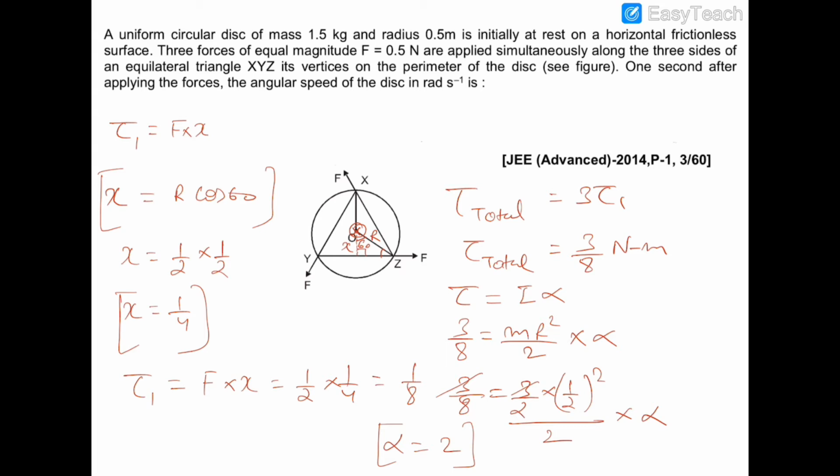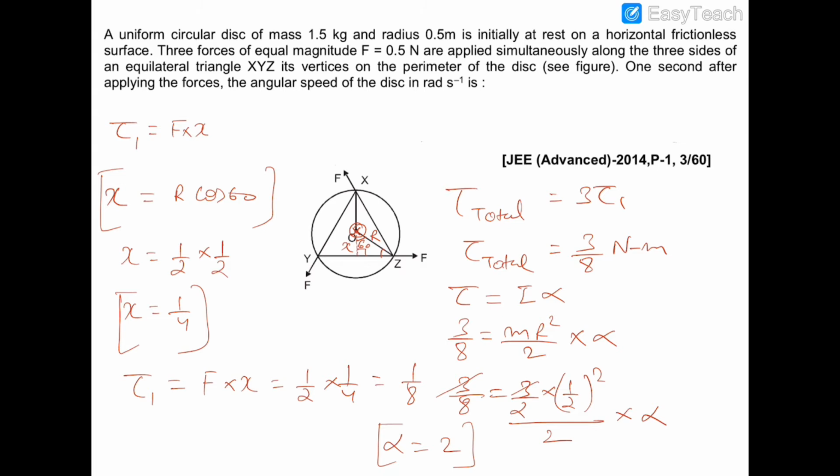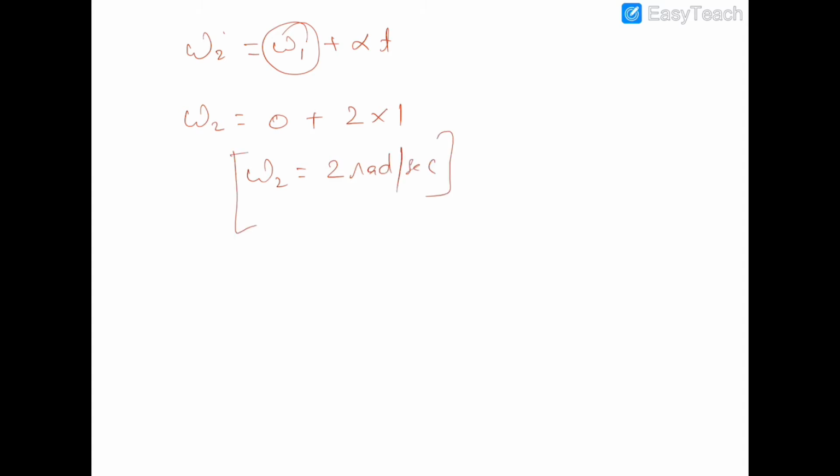So this is the angular acceleration. Now we have to find out the angular speed after 1 second. We know the formula that omega 2 is equal to omega 1 plus alpha t. So omega 2 is equal to omega 1, which is 0, plus alpha, which is 2, times t, which is 1. So omega 2 is 2 radians per second. So after 1 second, the angular speed of this disk would be 2 radians per second.